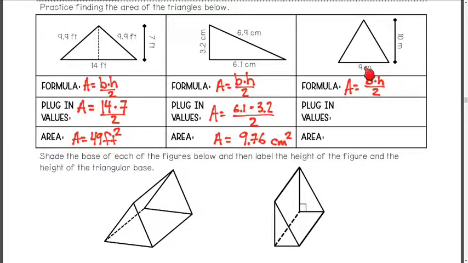The last triangle here, we would say area equals base times height divided by 2, and I would say the base is 9 and the height is 10, so 9 times 10 divided by 2, which would give me a grand total of 9 times 10 is 90, divided by 2 is 45, and that's meters squared.